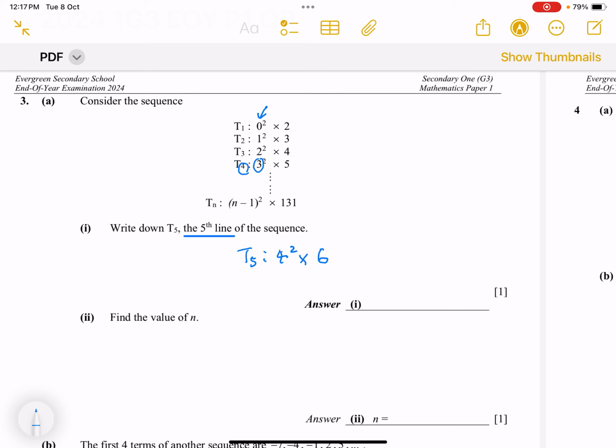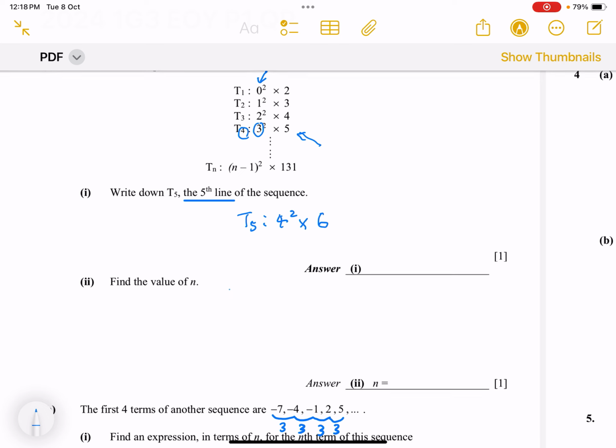Now the answer must be expressed in the same way as what the question has given us. That is the meaning of fifth line. We cannot give our answer as 96, which is wrong. Find the value of n. Now, we know that this number is actually the first number plus 2. That means n minus 1 plus 2 will give us 131. And simplifying it, n is 130.